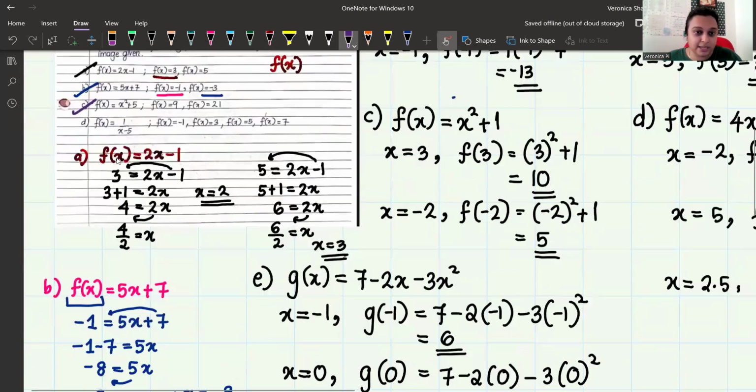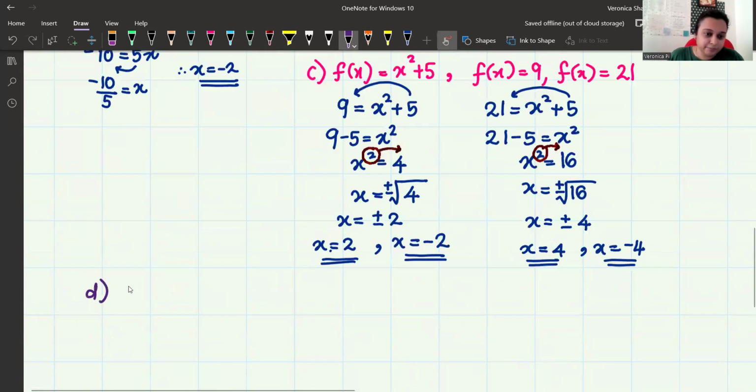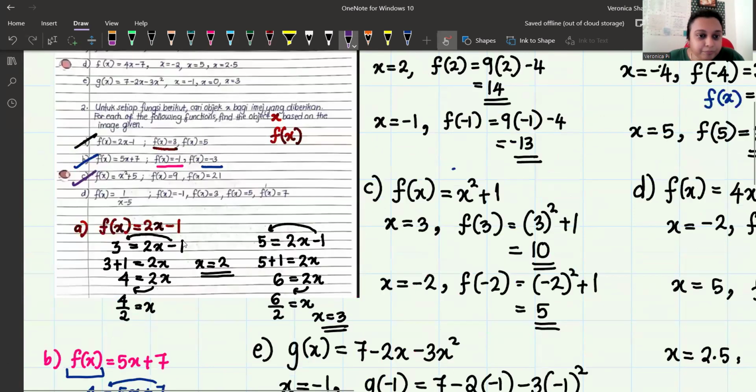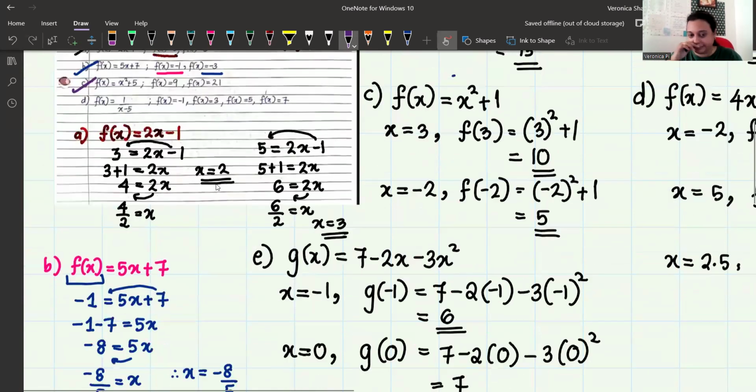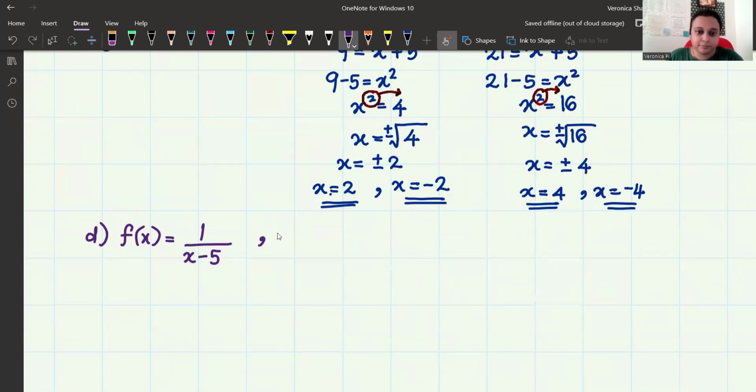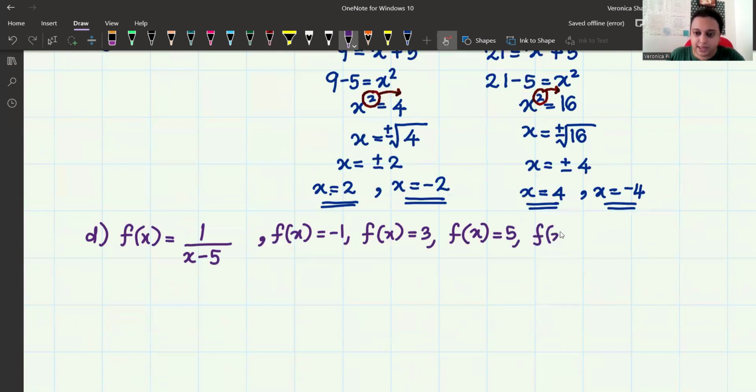Okay, the last one, D. I copy down first, D. Fx equals to, is it 1 over x minus 5? Okay, the first one, negative 1, then 3, 5, and 7. Negative 1, 3, 5, and 7.